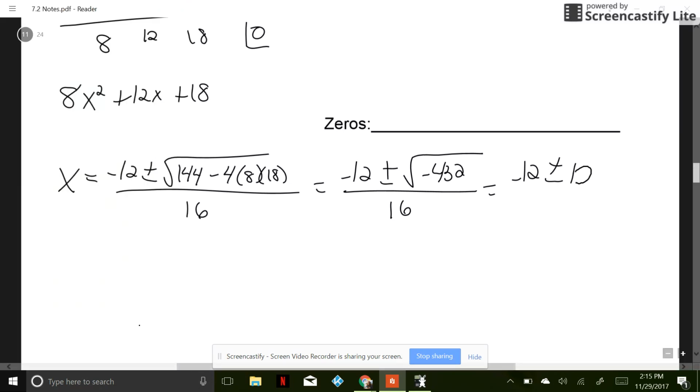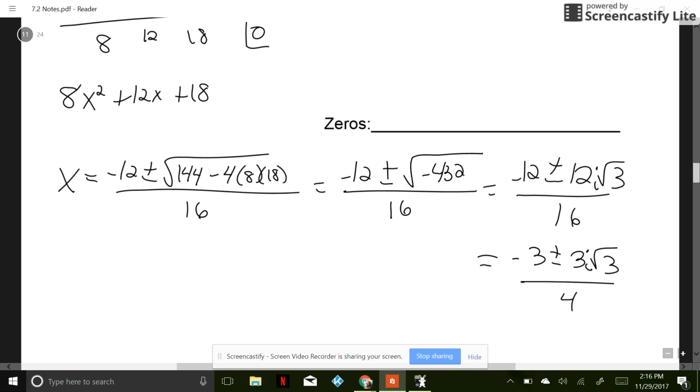So a plus or minus 12 root 3 over 16. These are each divisible by 4. So if we divide each of these by 4, we'll get negative 3 plus or minus 3 root 3, oh, I forgot my i. There's an i here, divided by 4. So those are our other two solutions. Again, we needed 3. We've got the calculator zero at 1.5. And then our imaginary solutions, negative 3 plus or minus 3i root 3 over 4.